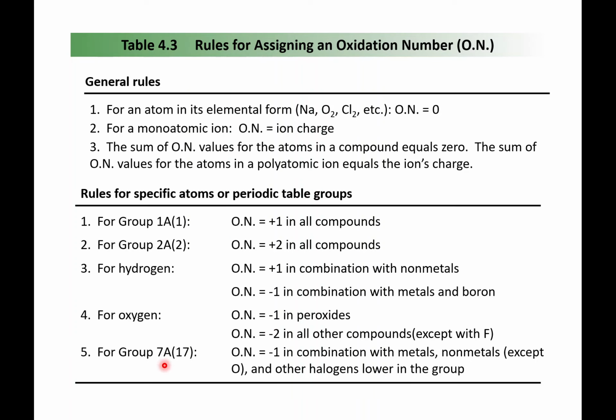And then finally, the halogens, group 7A, are going to have oxidation numbers of -1 when they're in combination with metals and nonmetals, except with oxygen. So that's the one exception there. Or with halogens lower in the group, and I don't really think we're going to see many examples of that. You might see some, chlorine bonded with oxygen, but I don't anticipate you're going to see halogens bonded with other halogens lower in the group for redox reactions.